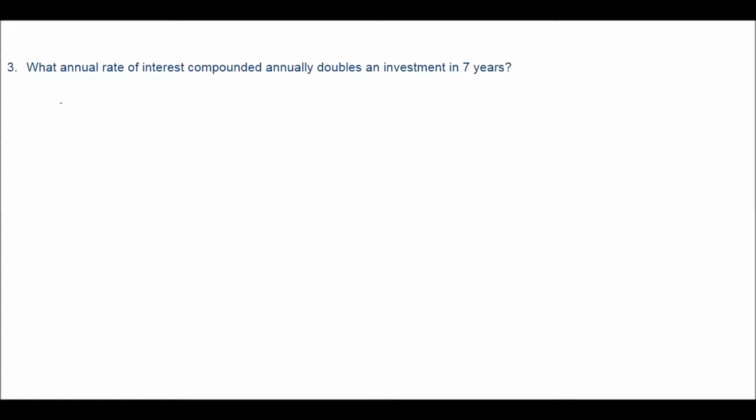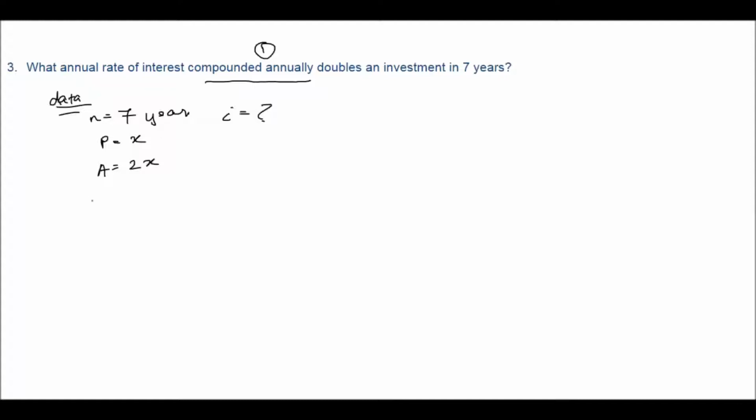Now in this third problem: what annual rate of interest compounded annually doubles an investment in 7 years? So the data we have is 7 years. Compounded annually, so the number of conversions is 1 per year. It doubles an investment in 7 years. If I take the principal as x, as we saw in the simple interest problem, what will be the amount? 2x. If I put in x money, it will become 2x money in 7 years. Then I am going to find what i is here. The number of years is 7.